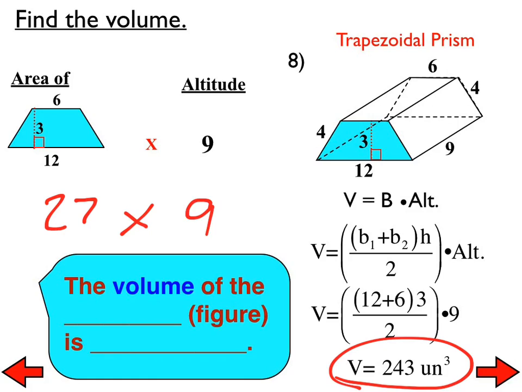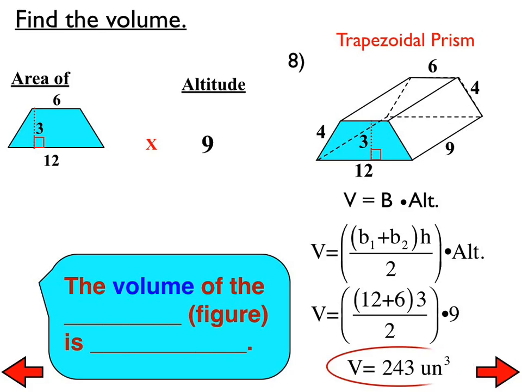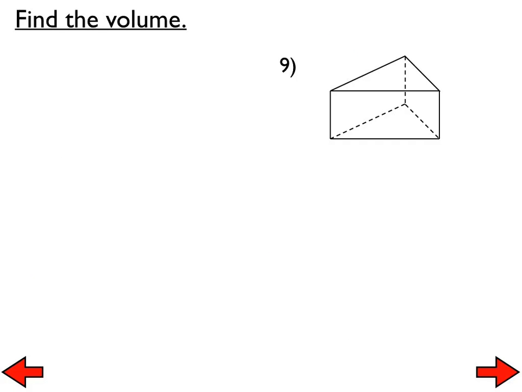Any questions on number 8? Yes? How come number 7 was a trapezoid too? But number 9. Everybody find the volume for number 9. What shape is the base in number 9? Triangle. So it's a triangular prism. Since it is a triangular prism, you have to find the area of the triangle and multiply it by the altitude.